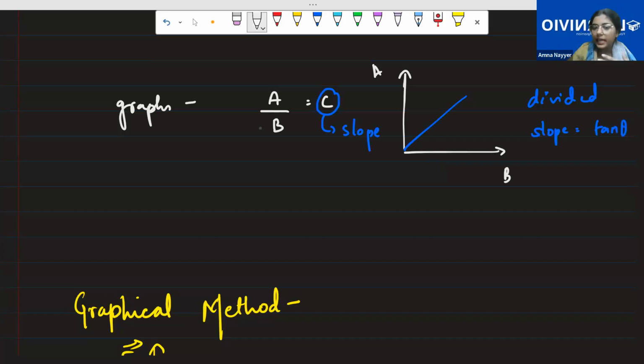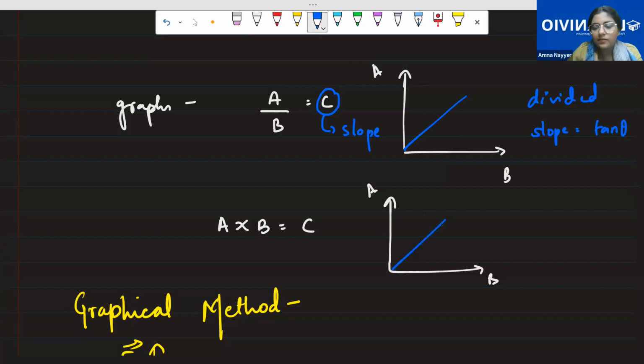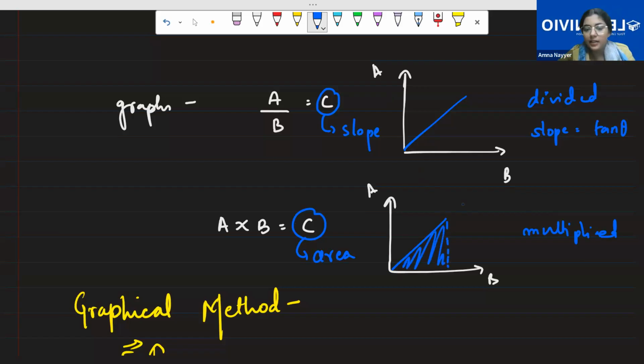Okay, now the second case was that if two quantities were getting multiplied, like A is getting multiplied to B and it is giving you C. And here we have a certain graph. Let's say this is A, this is B, and here we have this graph. So in this case, both of the quantities are getting multiplied, right? This third, new quantity that is coming will be given by the area under the curve. If this is my curve, then this whole shaded region will be the area under the curve.